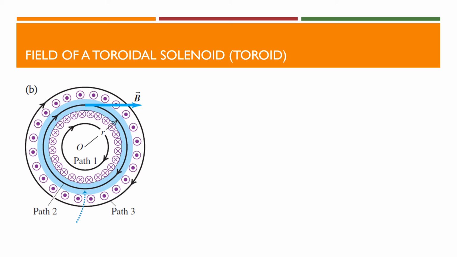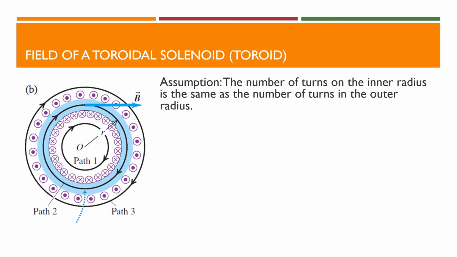Before we proceed, we make the following assumption: the number of turns on the inner radius is the same as the number of turns on the outer radius. On the inner radius, the turns point into the page, while on the outer radius, the turns point out of the page. In this system, we can consider three paths. The first path is the path where we have zero current enclosed. So this is the location inside the toroid.